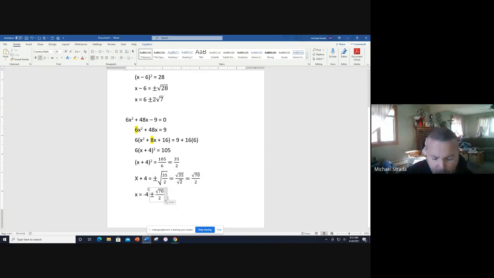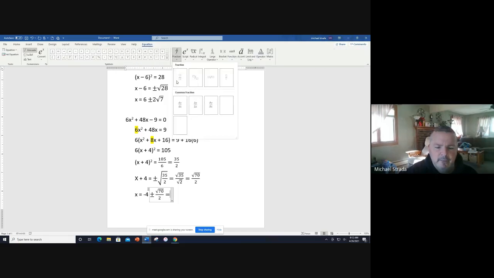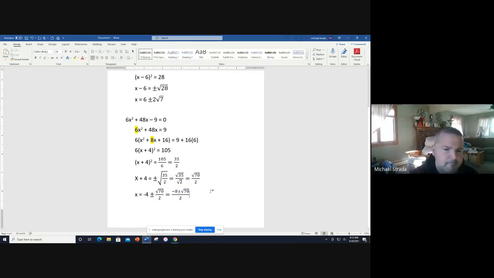And normally we write it with a common denominator. To do that, we would have to multiply the 4 by 2 over here. So that would, at the end of the day, give us negative 8 plus minus square root of 70 over 2. And then we'd be done.